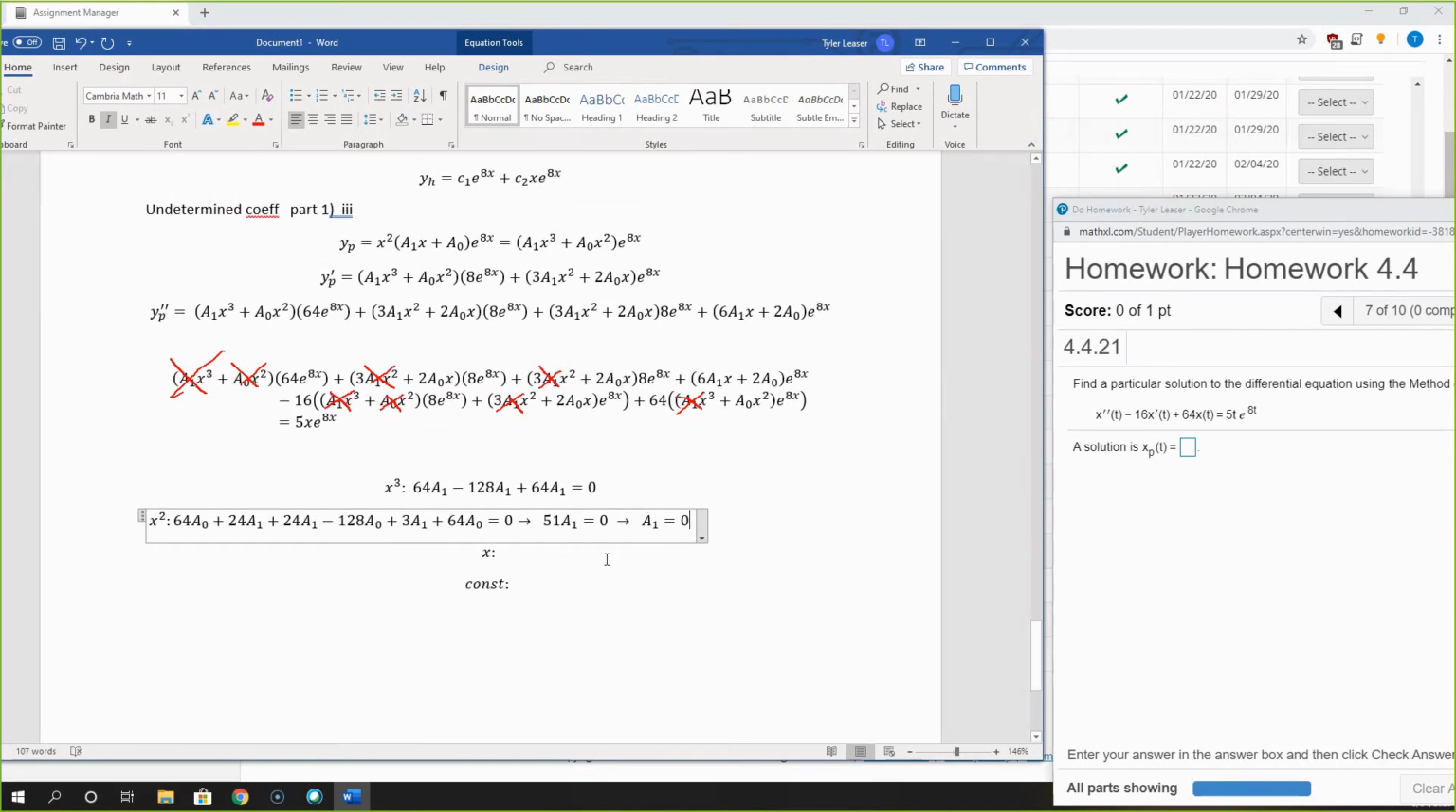Oh, I can't scroll. Okay. Now on my x terms. So let's see. We're done with everything here. We're at this one. So we have a 16 A naught. I have another 16 A naught. I have a 6 A1. I have a plus 2 A naught. And that's it.